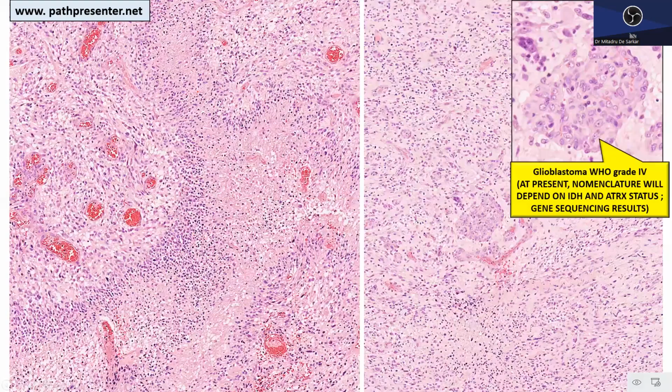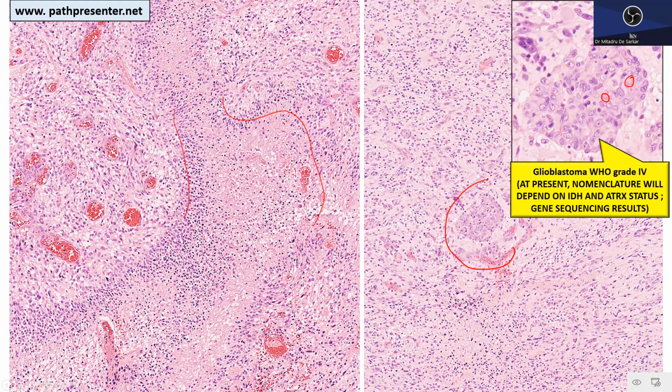In this particular case, you have the pseudopalisading necrosis as we have seen priorly, but you also have these glomeruloid endothelial proliferations over here. So you see the structure looks like a glomerulus. This is basically what we call microvascular proliferation. So you have these small capillary lumens which are rimmed by a layer of proliferating endothelial cells, giving rise to an appearance like a glomerulus. So this is obviously a higher grade finding, which takes your diagnosis towards a grade 4.